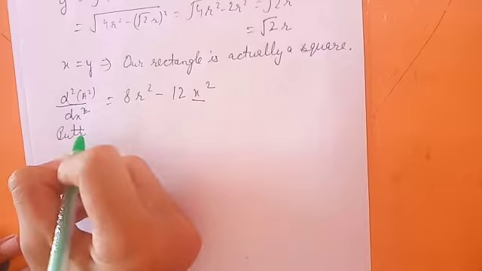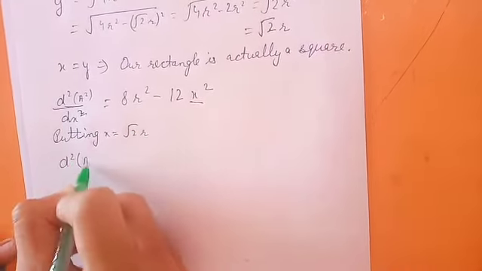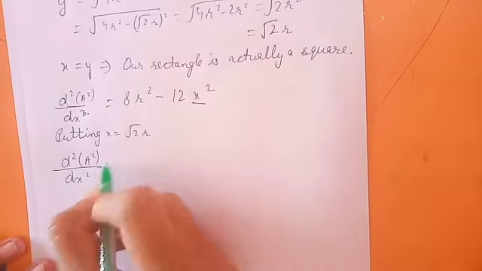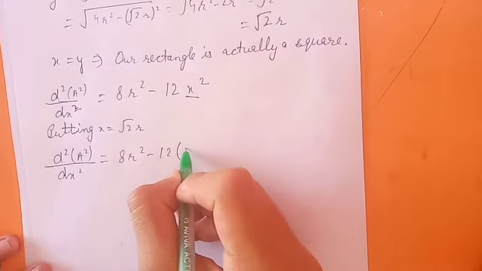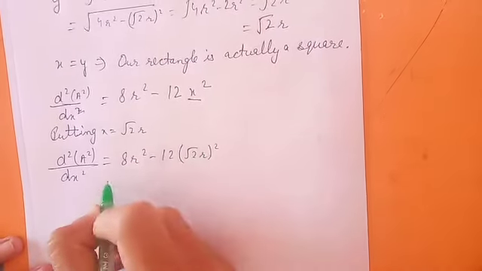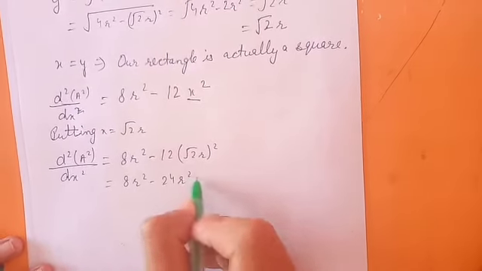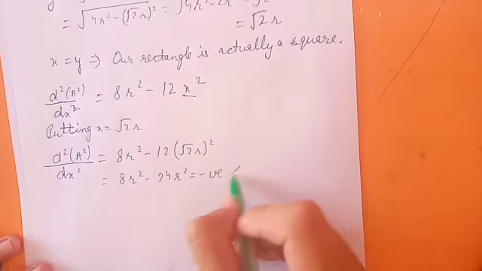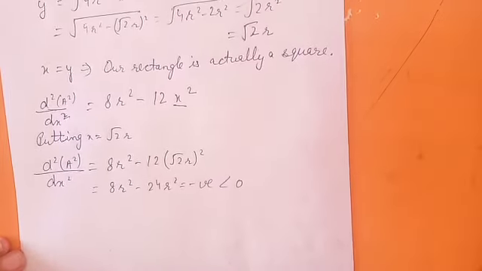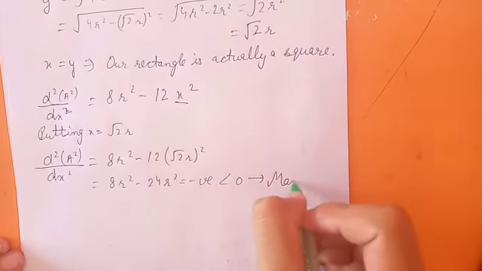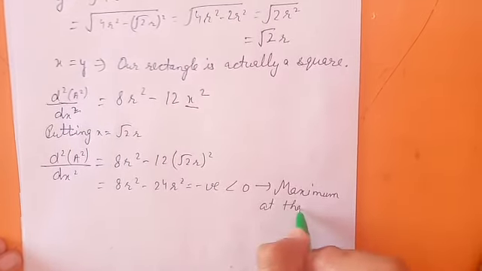Putting x equal to root 2r, d square A square by dx square is equal to 8r square minus 12 into root 2r square. 8r square minus 24r square, that is negative. Negative means less than 0, and if our second derivative is less than 0, then we know that we have a maximum at that point.